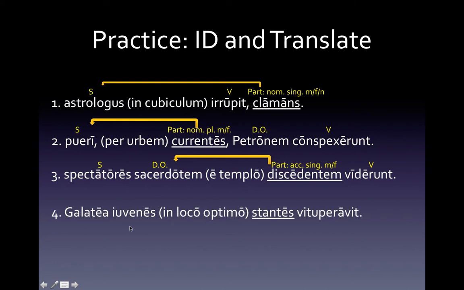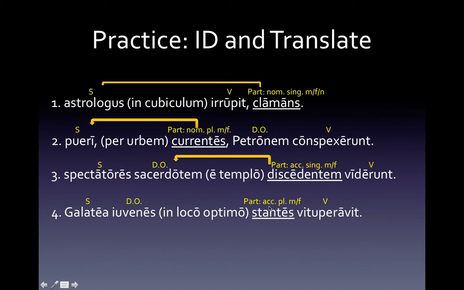All right, number 4, Galatia iuvenes in loco optimo stantes vituperavit. All right, we've got in loco optimo bracketed off as a prep phrase. Stantes is our present participle because of the NT and the ES, our third declension adjective ending. So Galatia, nominative singular, first declension, so that's our subject. Iuvenes, third declension noun, could be nominative or accusative plural, but because this is definitely our subject, that forces this into the direct object position.